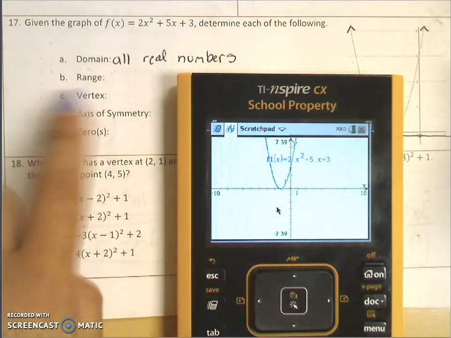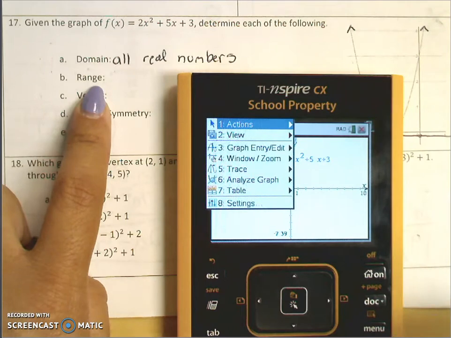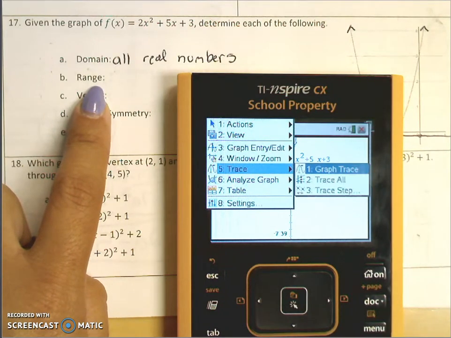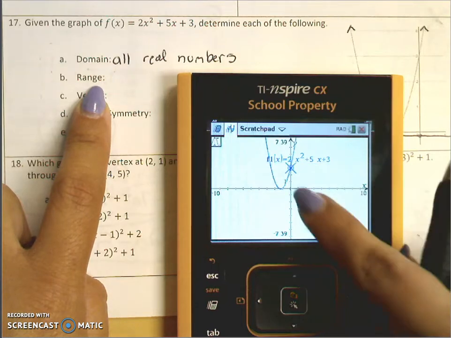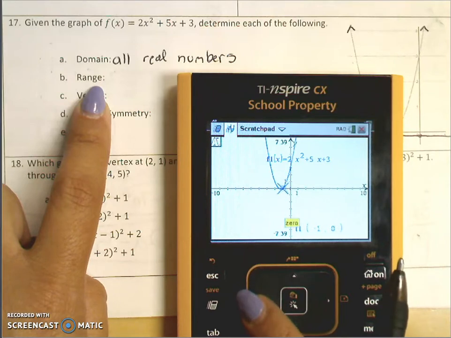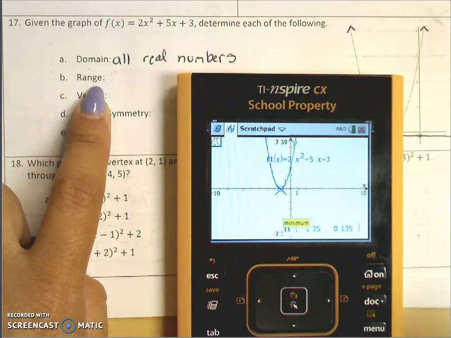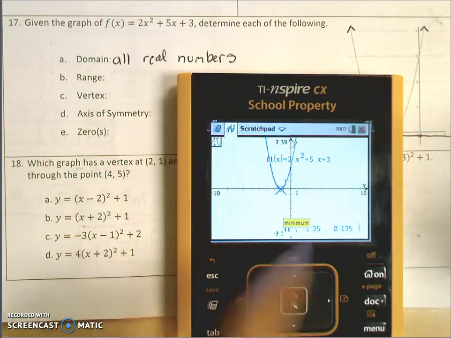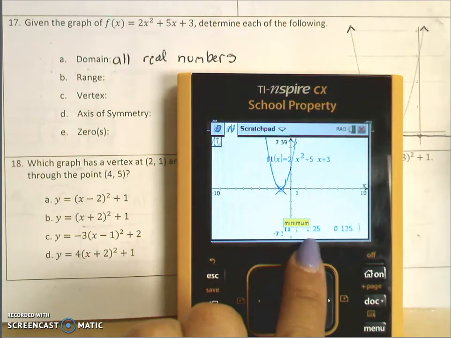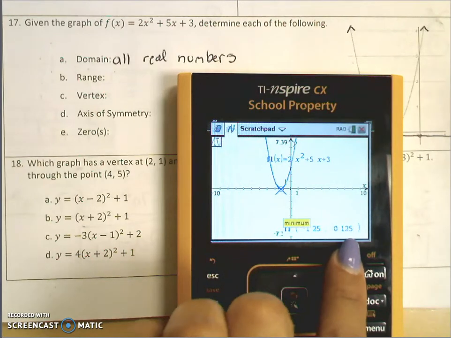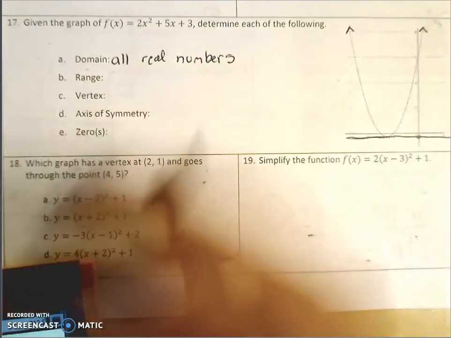And when I graph it, I'm also going to find the vertex. So I'm going to go to Menu, Trace, Graph Trace, and see the little dot. And if I move it around, it'll tell me where my zeros are. And it'll also tell me my vertex, which is also the minimum point. So the minimum point is going to be at negative 1.25, comma, negative 0.125. So I'm going to move my calculator real quick and write that down.